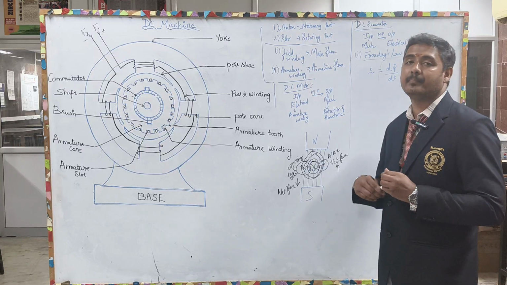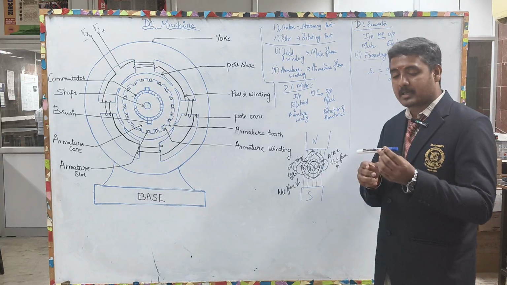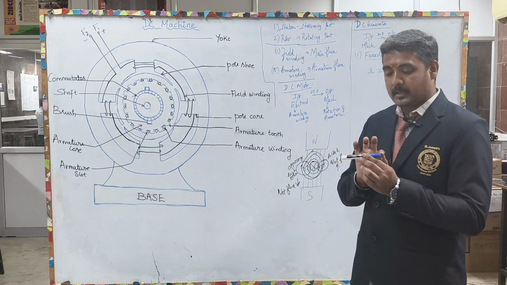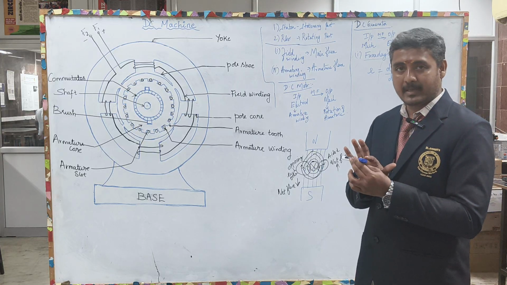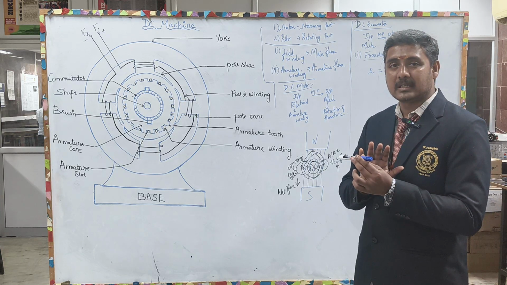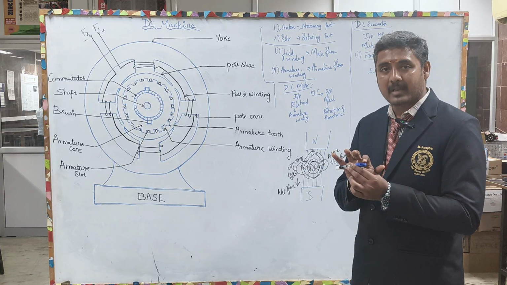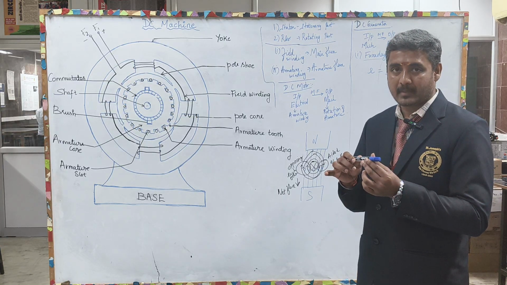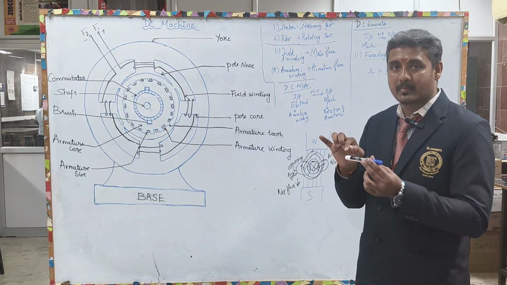Initially you will have a turbine, and assume that this part is a turbine and this part is an armature. Here you will have some blades. In a turbine you will have the turbine blades. If high pressure steam or water hits the turbine blades, the turbine will rotate. If the turbine rotates, the armature of the rotor will also rotate.